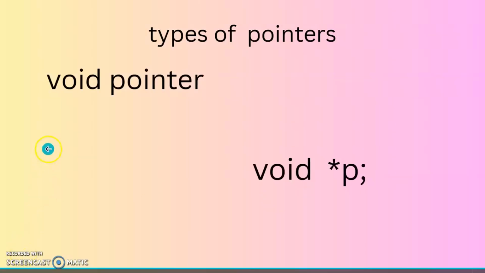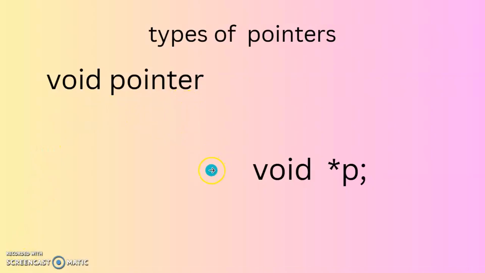Next one is void pointer. So what do you mean by this void pointer? If you declare void asterisk p, this p is called a generic pointer because this p may store the address of any data type. It may be integer, floating point, character or structure, etc. So that is why we call p a generic pointer. But if we say int asterisk p, that means p can store only the address of an integer variable. But if we say void asterisk p, this p is a generic pointer and it may have the address of any data type.